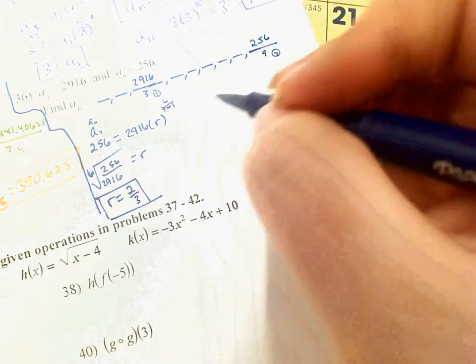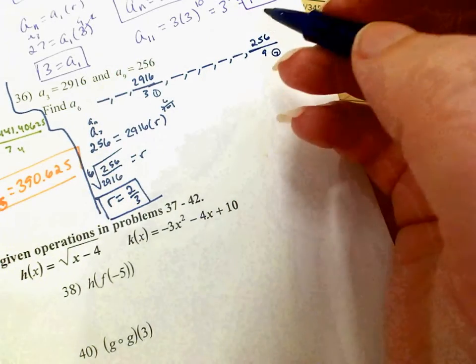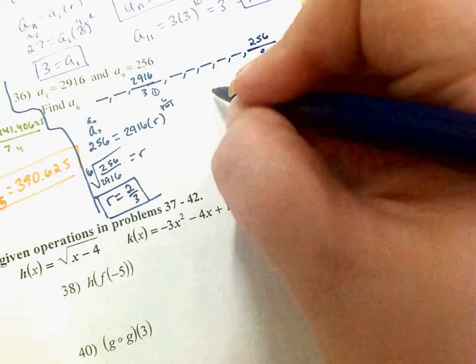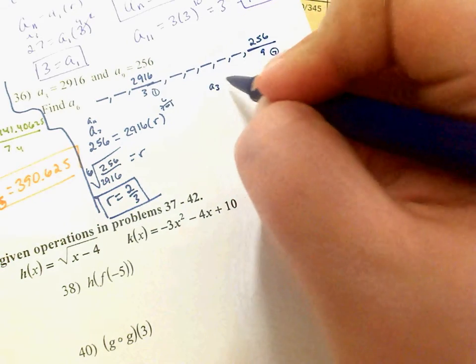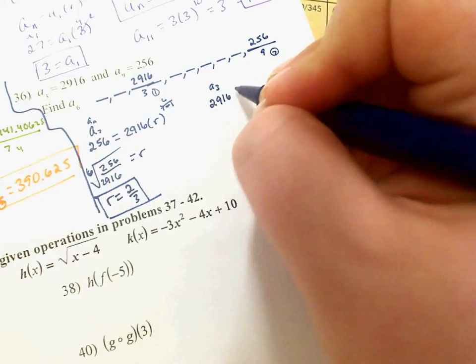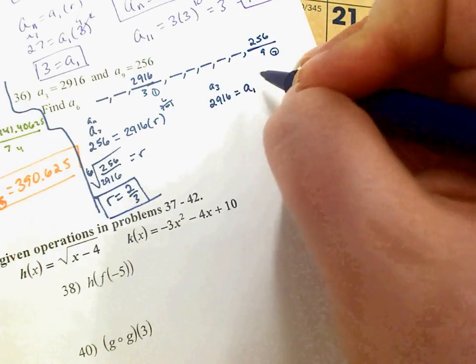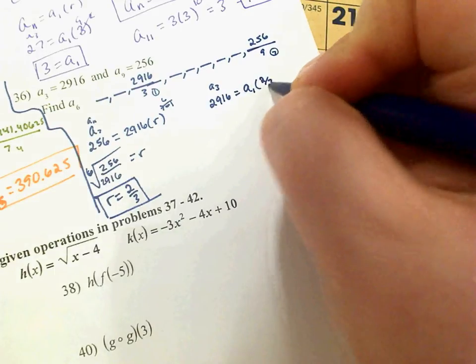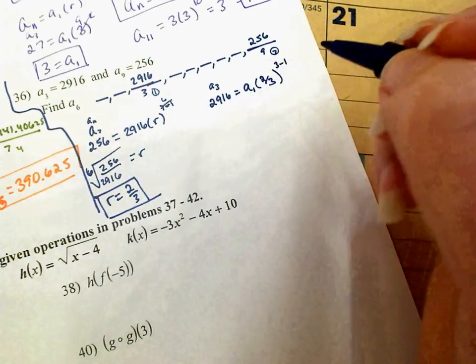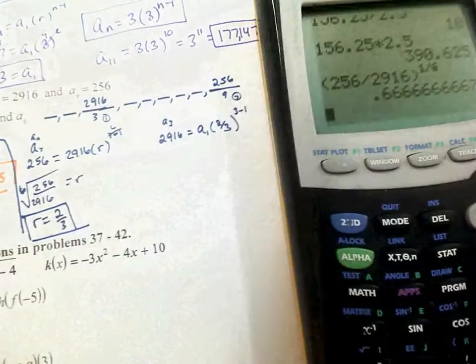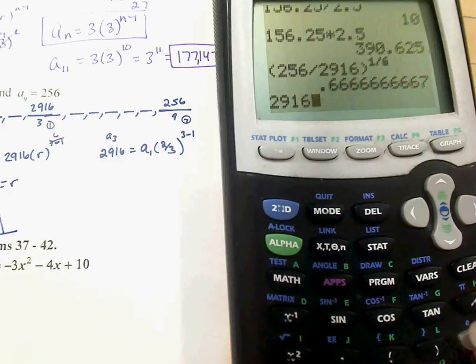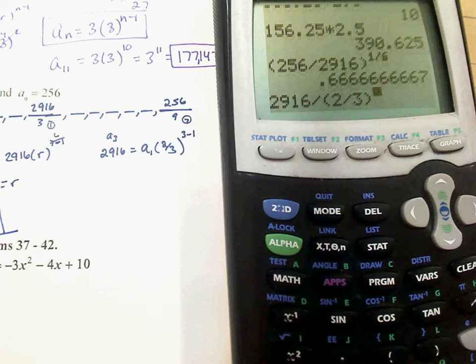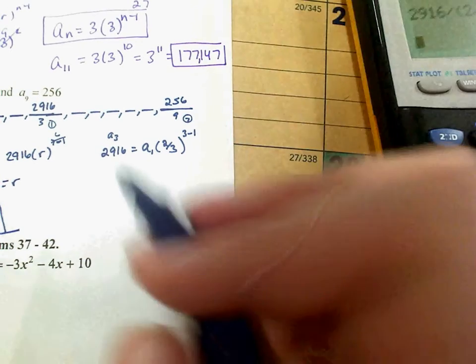I'll go ahead and use the 3rd to make it easy. I know a sub n, which is, we're going to let this be a sub 3. So 2916 equals a sub 1, which I don't know, times the common ratio, which I do know, 2/3, raised to the n minus 1, so 3 minus 1. So basically I need to take 2916 and divide it by 2/3 to the 2nd power. And I get 6561 is my first term.